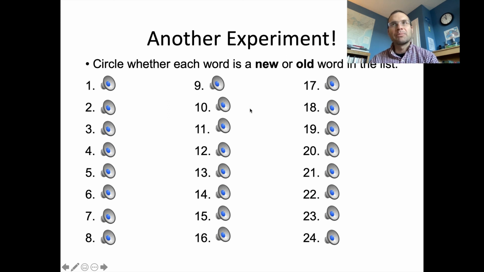Every word will be repeated once, but half of the repeats will be presented in the same voice as on the original production of the word, and the other half will be presented in a different voice from the original production of the word.